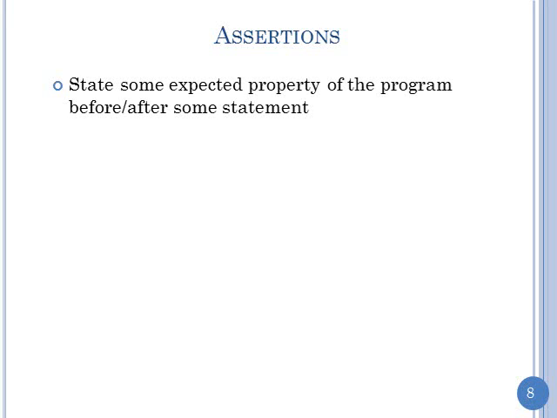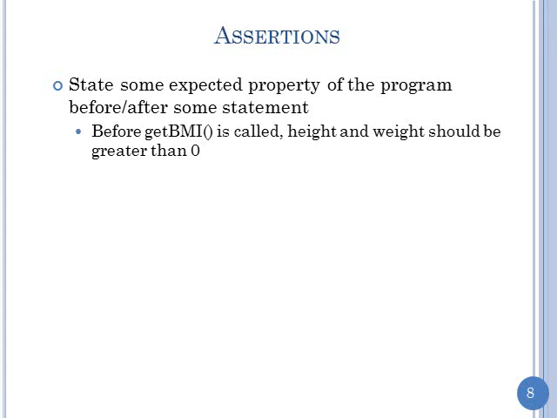So you're either indicating that this condition is holding true after I execute the previous statement, or I'm saying this condition is true before I execute the next statement. Okay, so I'm trying to say, here is a property that should be true. That's what assert is. And before getBMI is called, height and weight should be greater than 0. That's what my assertion is.